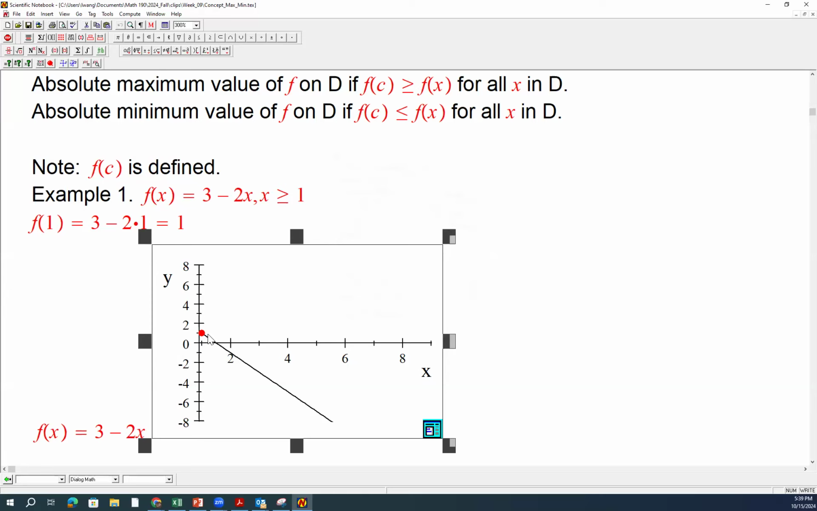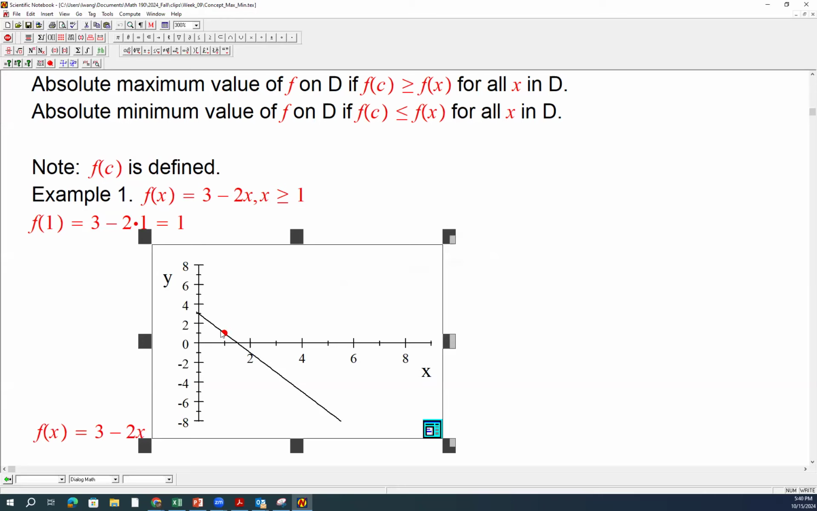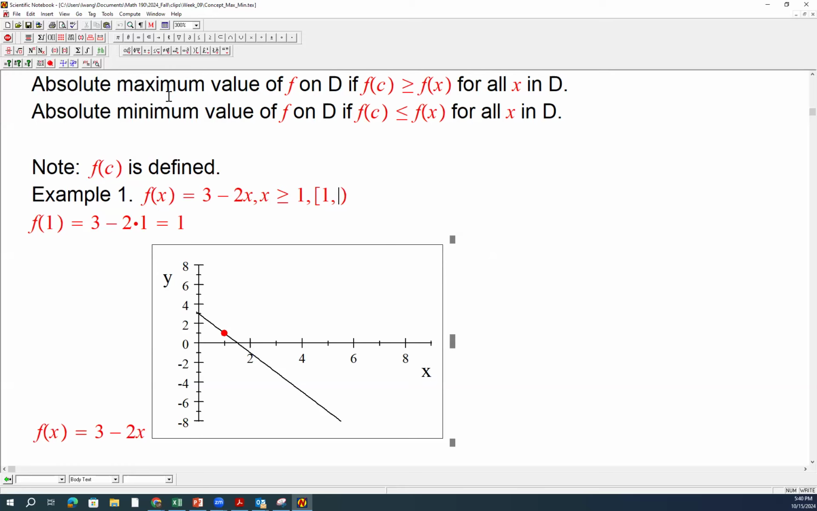So we only consider this function for x greater than or equal to 1, only on this piece of the line. Maybe I should leave some space, because otherwise it looks like it's on the y-axis, which is not true. So we only consider the red dot and everything to its right, until infinity. The interval of our consideration is 1 to positive infinity.